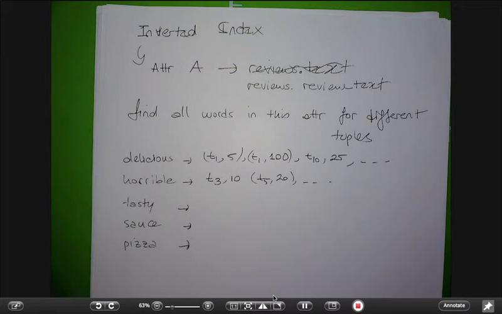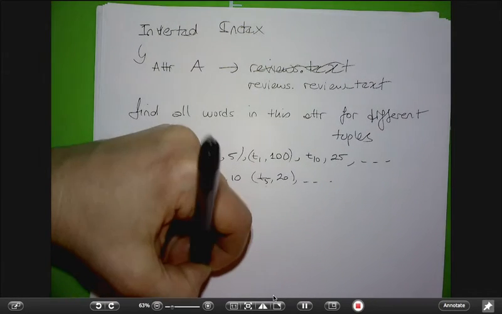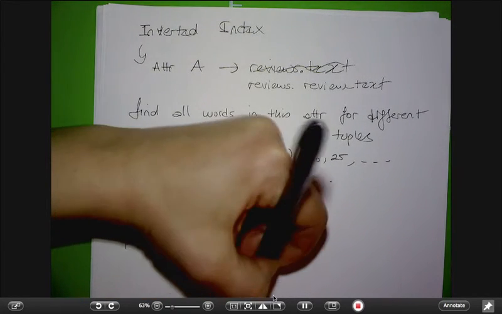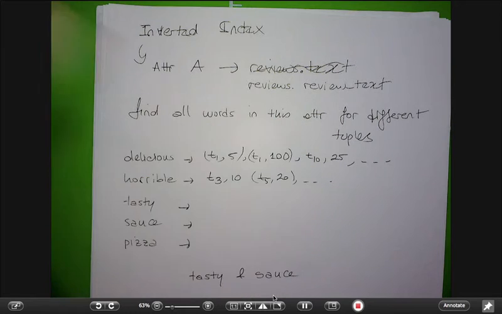Then you store this in the index. So you basically have to store this in such a way that, given a word, I can find all the tuples that have it, right? Or given two words, for example, if I have a query, tasty and sauce, then I have to find the postings for both of them and then take their intersection, right?